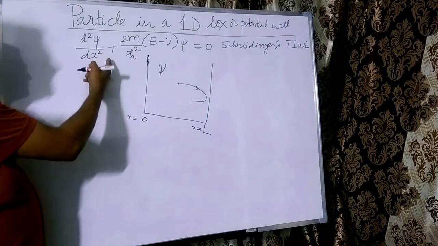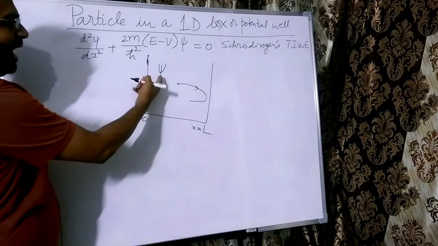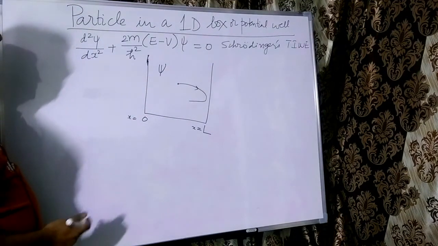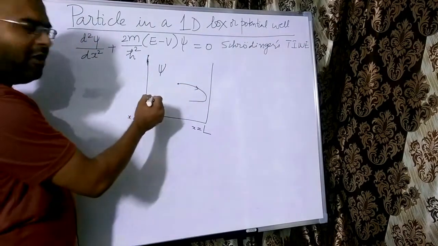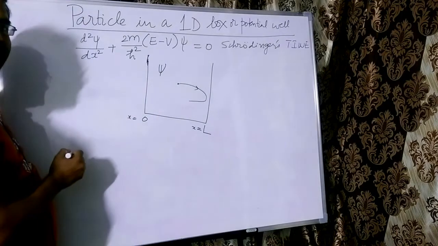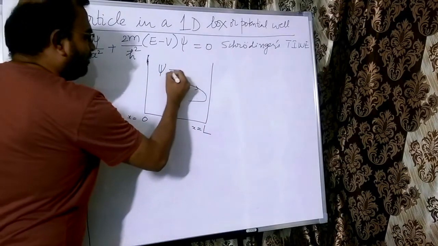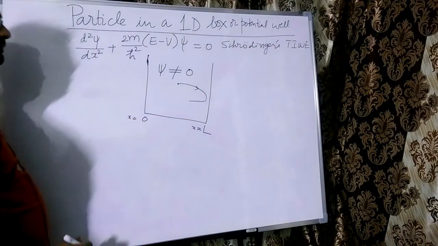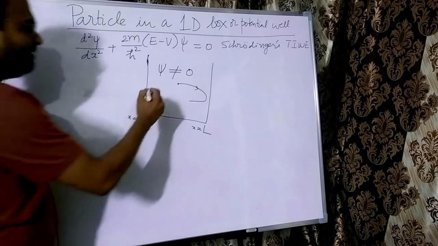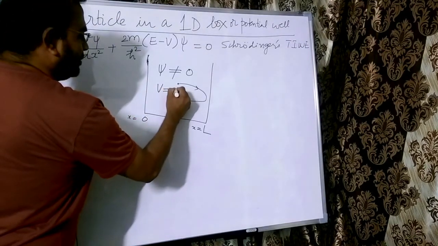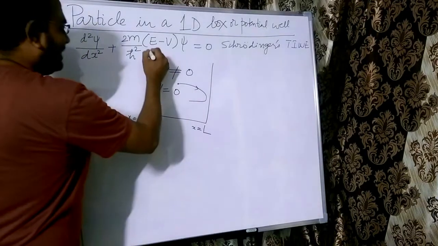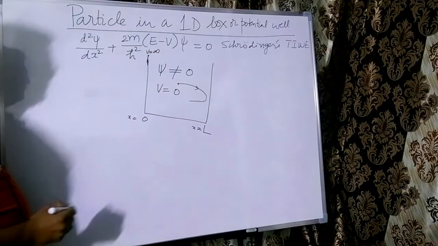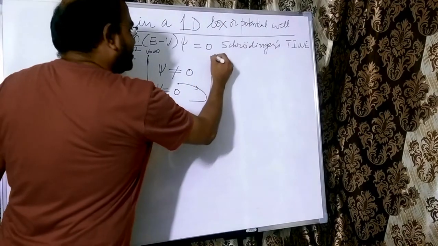Now, the wave function representing such a particle, let us call as psi. By solving the Schrodinger's time-independent wave equation, we'll be able to arrive at this wave function that represents this quantum object or the particle. Since the particle is inside the one-dimensional box, the wave function cannot be zero. So inside the box, the wave function is not equal to zero. It does not vanish within the box. The particle is a free particle, therefore the potential inside the box is zero. At the boundary x equal to zero, the potential becomes infinite. At the other boundary x equal to L also, the potential is infinite.